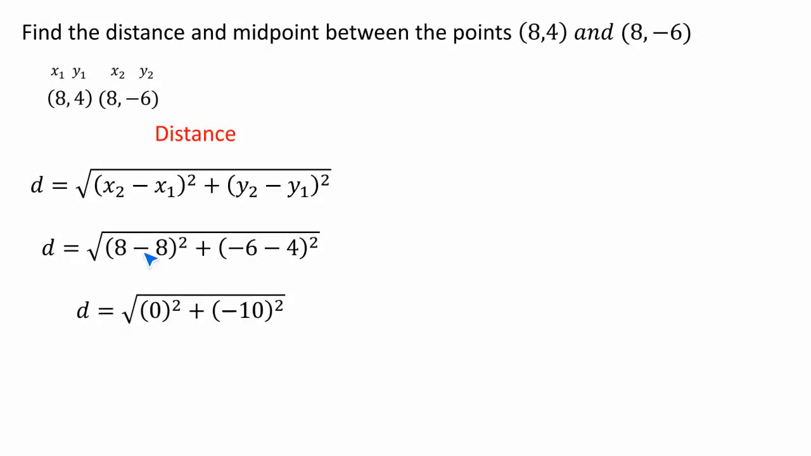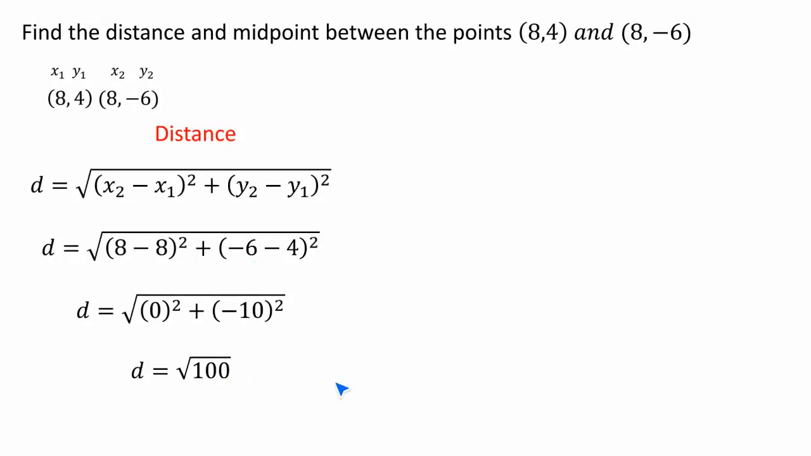So if we simplify, 8 minus 8 is 0. Negative 6 minus 4 is negative 10. If we square both of those numbers, 0 squared is 0. Negative 10 squared is 100. So once we get this as our answer, then your instructor might ask you to simplify. So to simplify, the square root of 100 just comes out as 10.